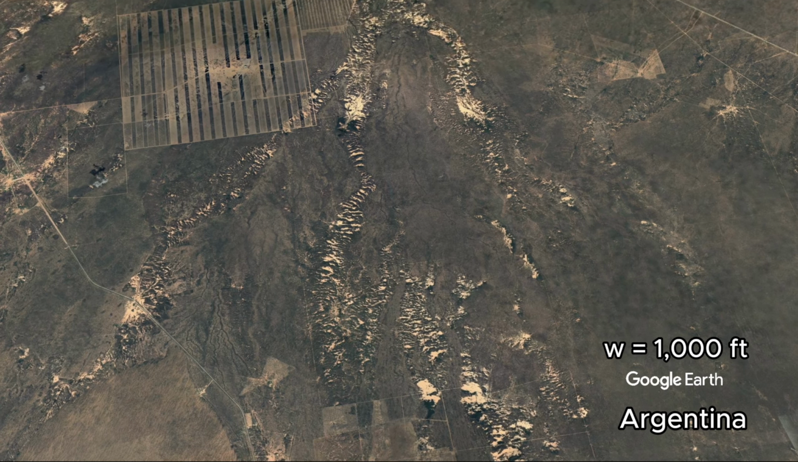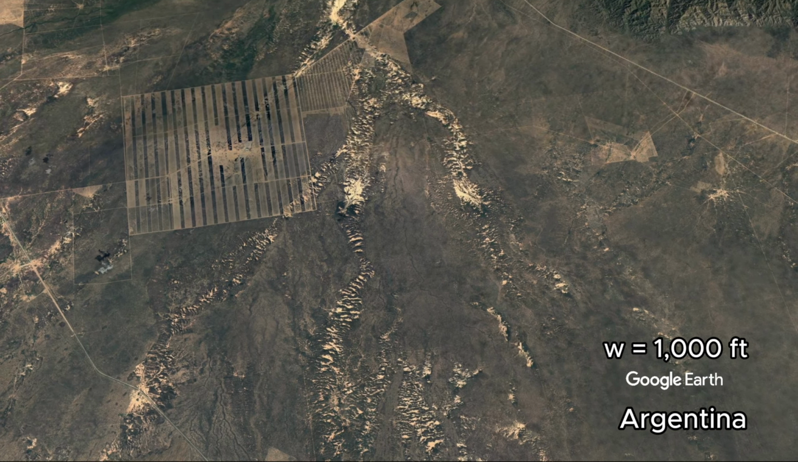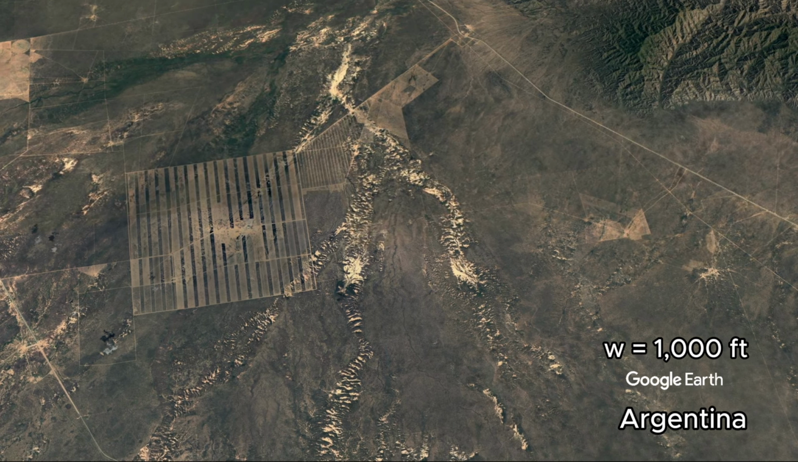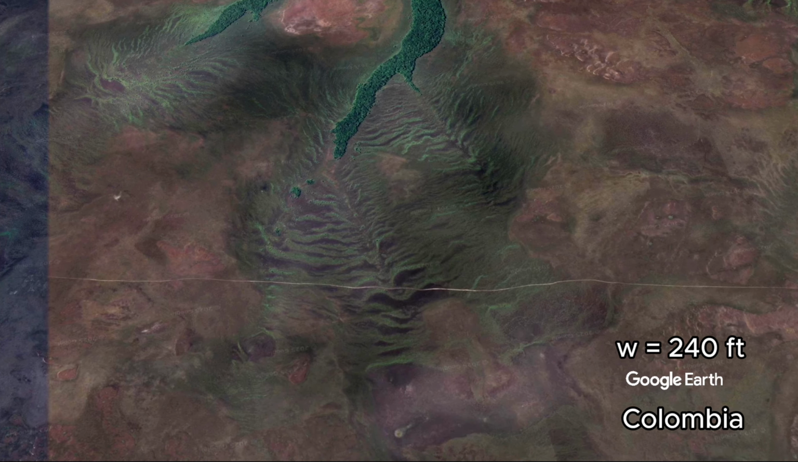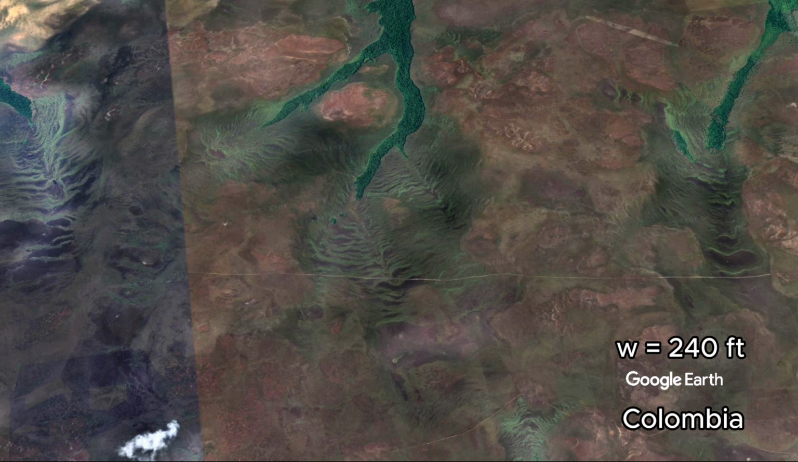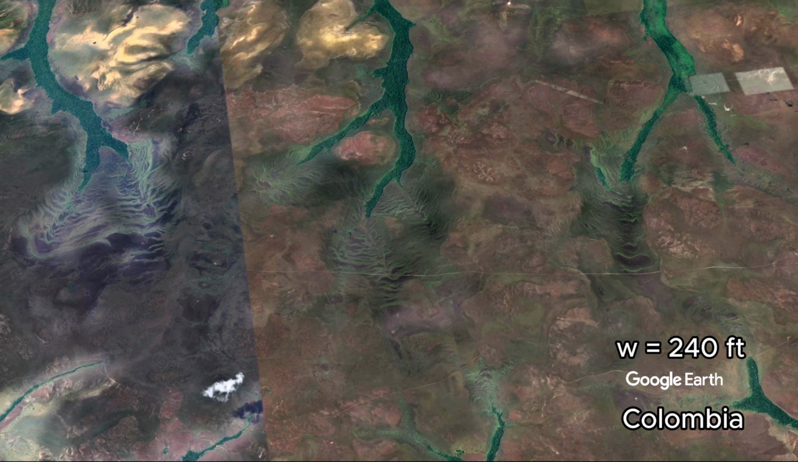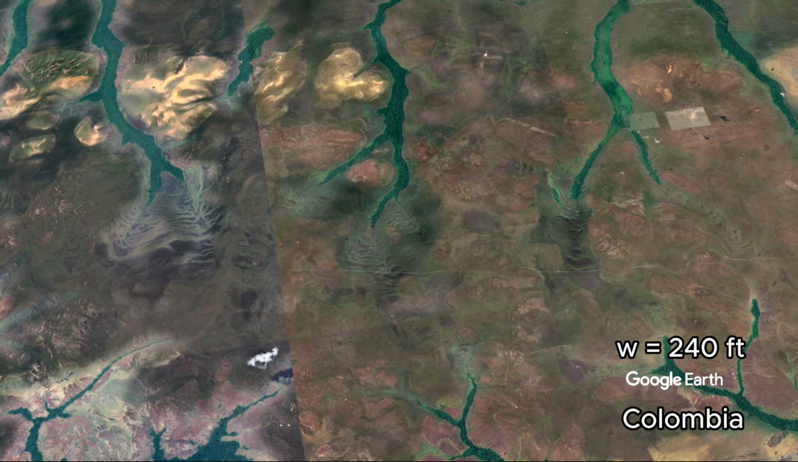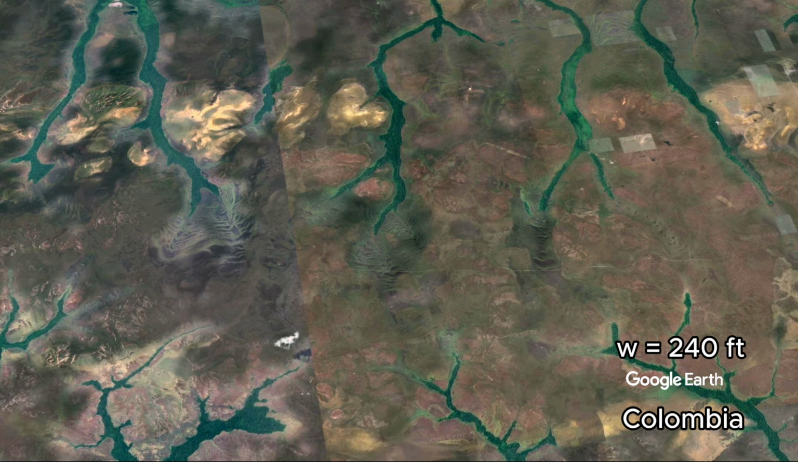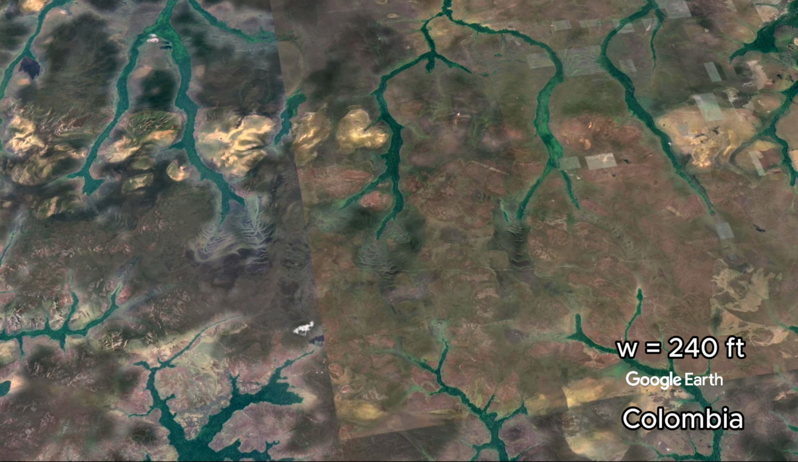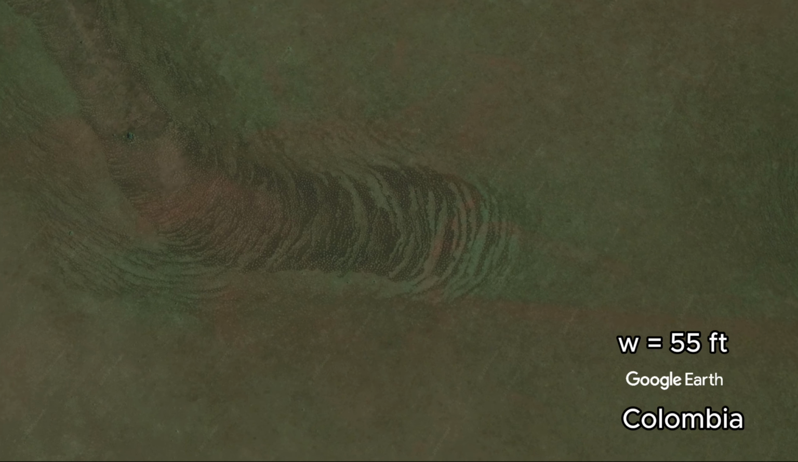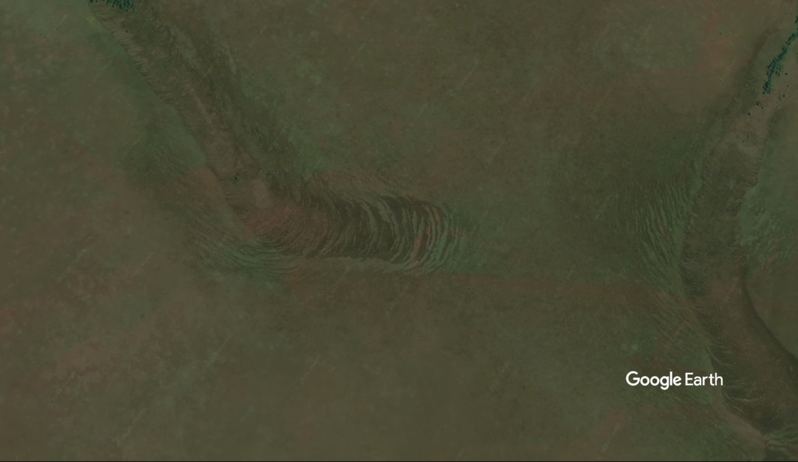1,000-foot ripple wavelengths can be found in Argentina in South America. And also in Colombia, there's examples of this directly related to ravines that they flow into. And they're also correlated with mound formations.